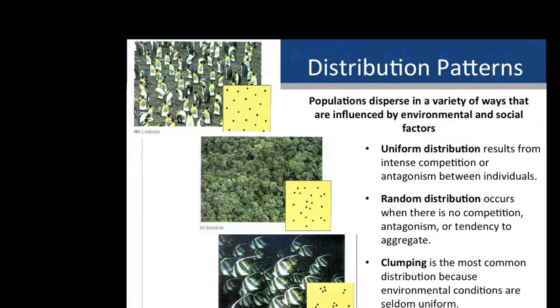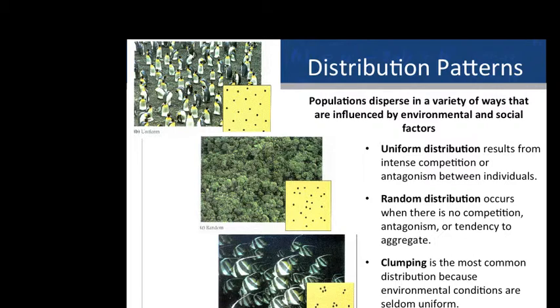So when we look at distribution patterns, we have three basic types. We have a uniform distribution, we have random distribution, and we also have clumped. When we talk about population dispersion, we're really talking about how often they occur in this area, and then we're looking at these three different types.